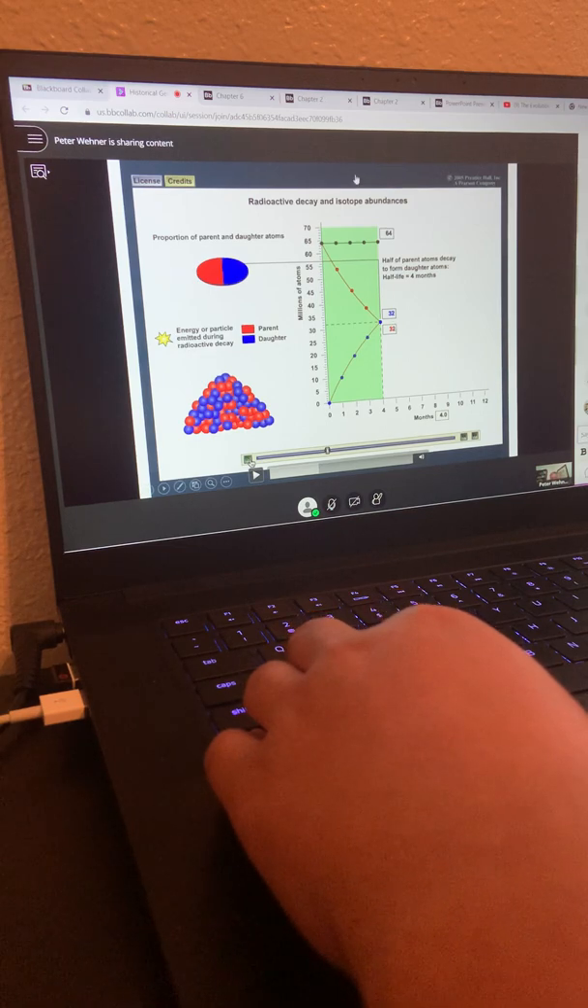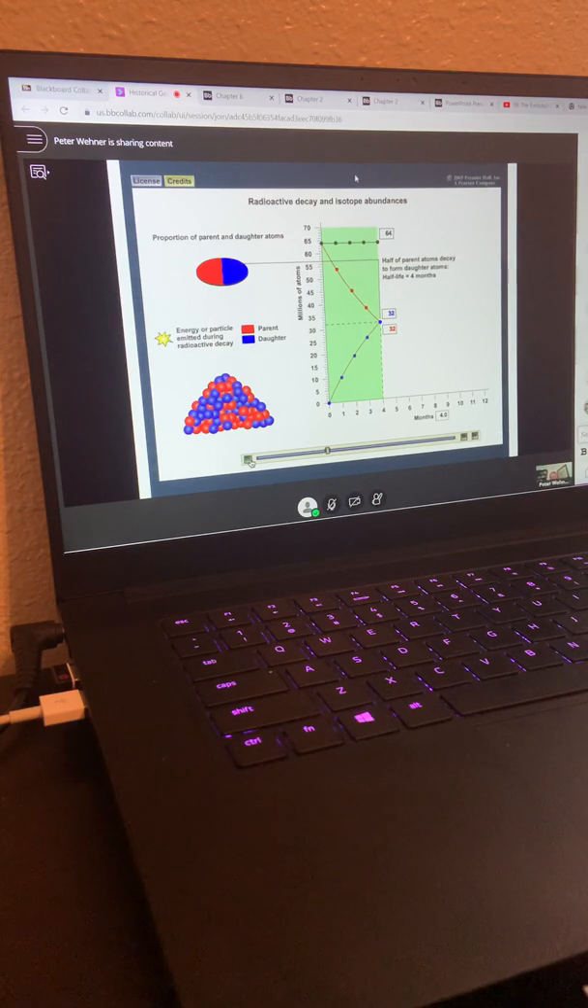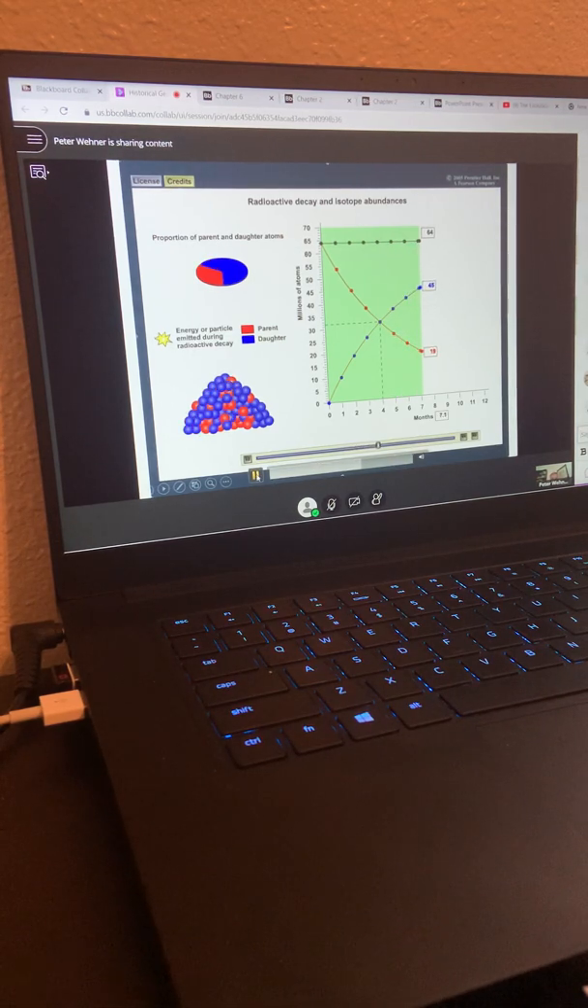And I can't see, so turn your mics on. Not 0. It took 4 months to go from 64 to 32. 48? Is that true? Well, again, I'm talking about parents. Parents are always going to be decreasing, not daughters. But I think you're on the right track. 16? Let's see. There you go.